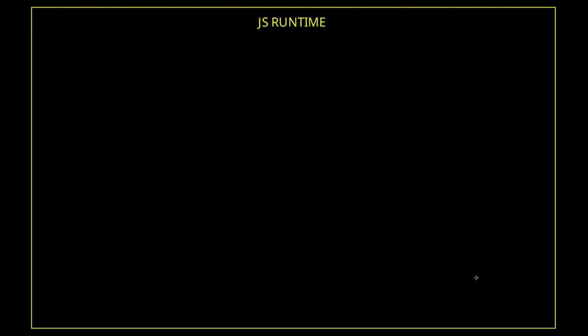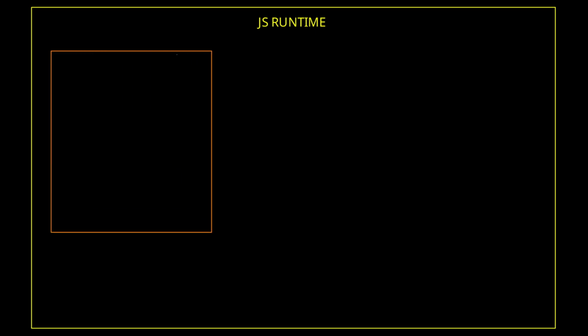JavaScript itself is text, which does nothing on its own, but the JS runtime has the real power. It does real things like manipulating the DOM, fetching and sending data, and so on. So let's start with the engine. So this is our engine, like V8.